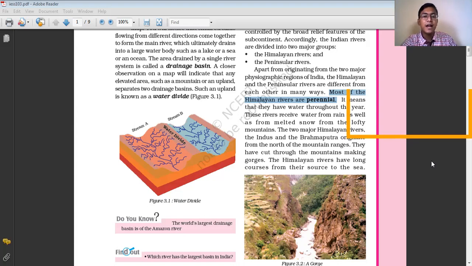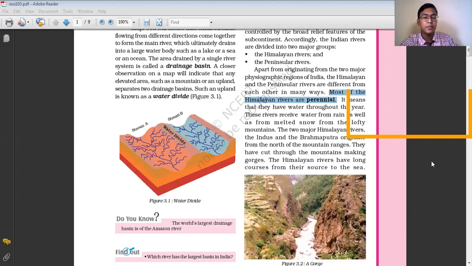So two major Himalayan rivers are the Indus and the Brahmaputra. The two major Himalayan rivers, the Indus and the Brahmaputra, originate from the north of the mountain ranges. North of the mountain ranges means in the northern part of the Himalayas, not in the Indian part of the Himalayas actually, but in the Tibetan part. Whereas the Ganga river originates from the Indian territory.